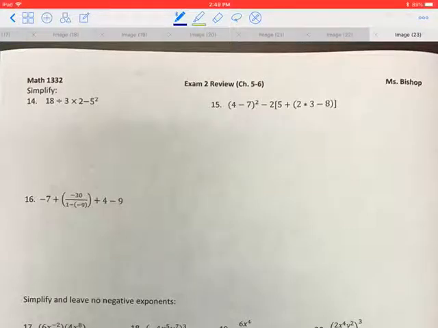We're on the last page of the review. We're looking at some of the algebra problems. So 14, 15, and 16 are all order of operation problems. So remember, for order of operations, we're going to use PEMDAS.